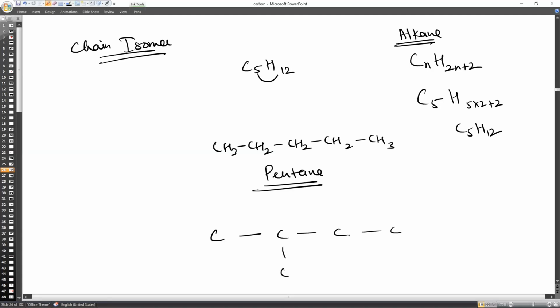You can write CH3. This carbon has only 2 bonds, so this will be CH2. This carbon has 3 bonds, only 1 hydrogen. This has only 1 bond, so this is 3 hydrogen. This is only 1 bond, so only 3 hydrogen. So what should be the name of this one? Tell me.